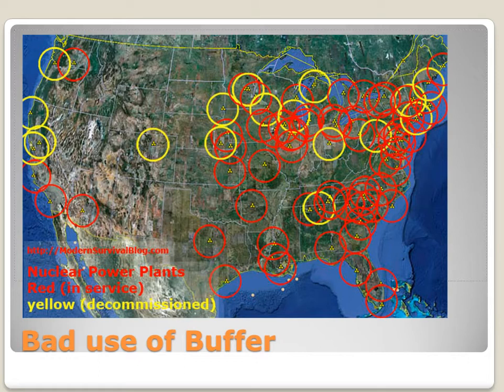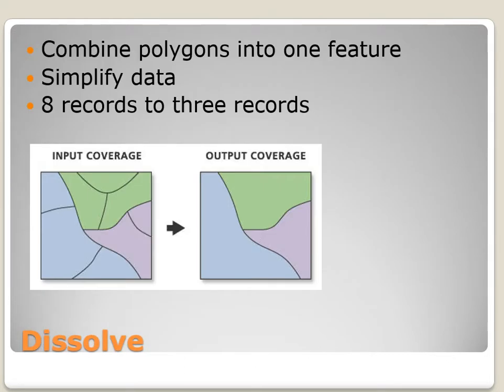I don't know how big those buffers are. I don't know why they have buffers. And in reality, when you're looking at the prevailing westerlies, this section would not be in as much danger as stuff downwind. But they're common. They're an easy tool to use, and they're very common.